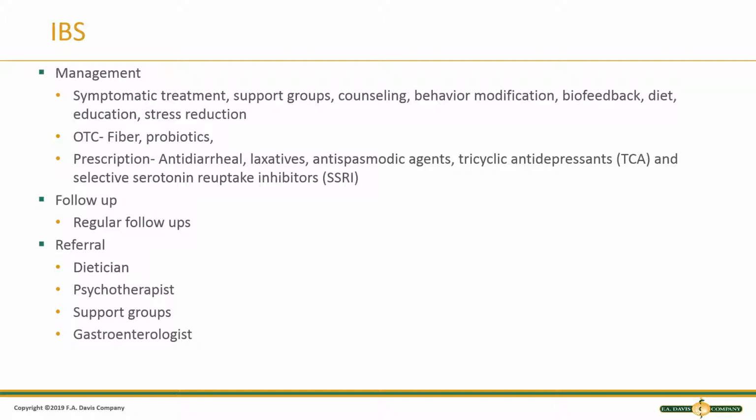Help patients identify and remove foods that trigger episodes and encourage stress reduction. All patients should start a dietary fiber supplement, which can help with both diarrhea and constipation. Antidiarrheals should be used for severe diarrhea only, and laxatives should be a short-term alternative. Antispasmodics can help control postprandial pain caused by intestinal spasm. TCAs and SSRIs have been shown to relieve pain.